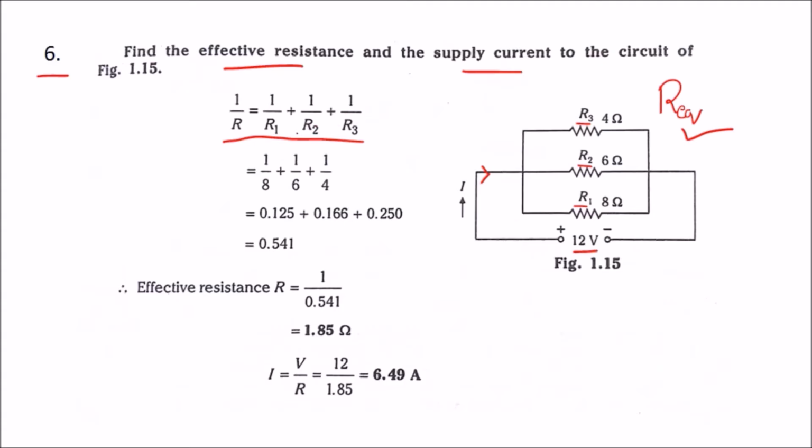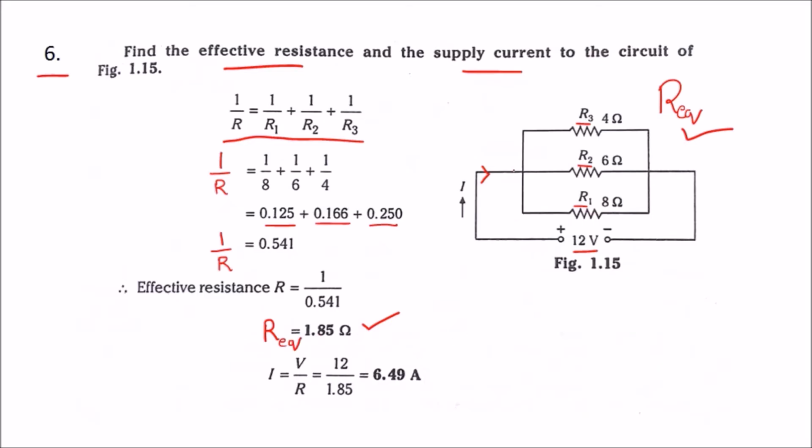As we have 3 parallel resistances, we are calculating for the 3 resistances. So this is 1 by R. So 1 by R is equal to 1 by 8 plus 1 by 6 plus 1 by 4. This is for 1 by 8, 1 by 6 and 1 by 4. So therefore 1 by R is equal to 0.541. So therefore the total resistance, that is R, is equal to 1.85 ohms. So this is the equivalent resistance Req.